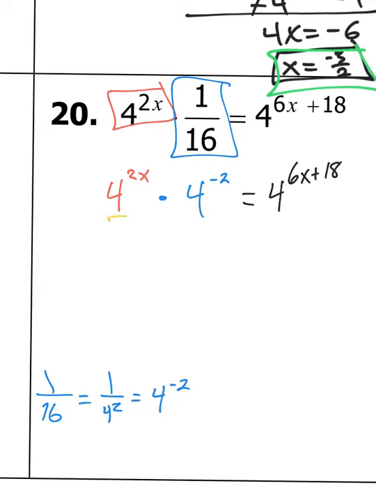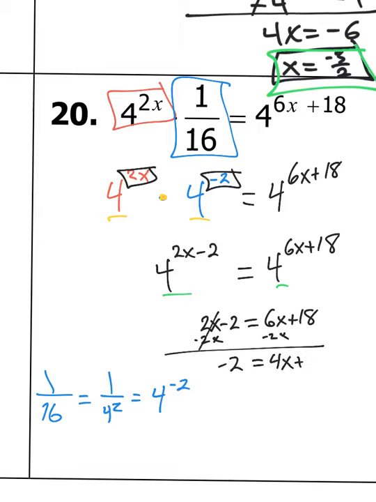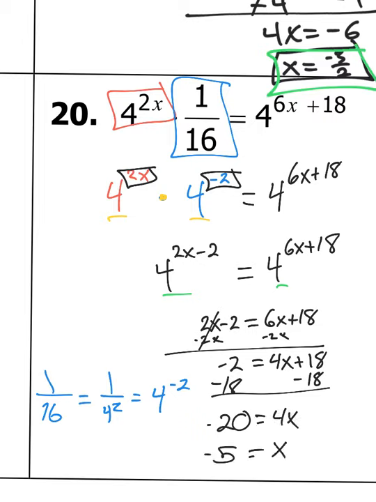Again, I have like bases, and I'm multiplying. What do I do with the exponents? I add them. However, if you're adding 2x and negative 2, they are unlike terms, so you just have to leave it like that. And on the right side, there we go. Like bases, I can get rid of them, set the exponents equal to each other. Now I need to subtract 2x on both sides. Then subtract 18 on both sides. And I get x equals negative 5.